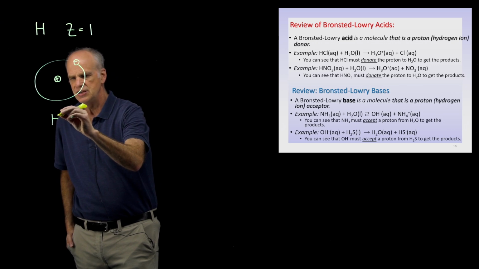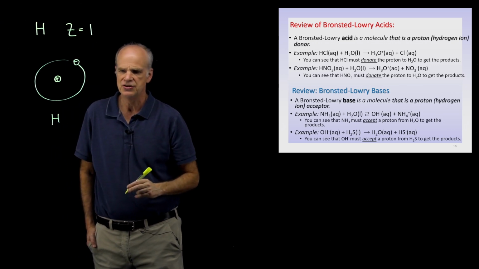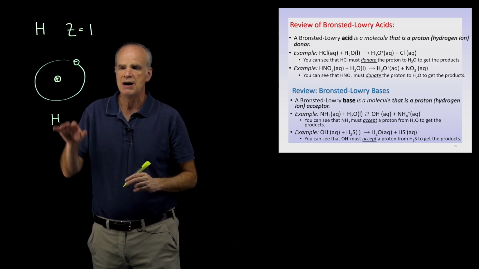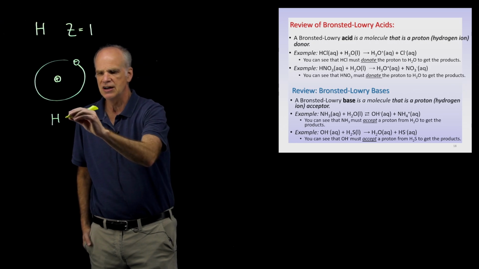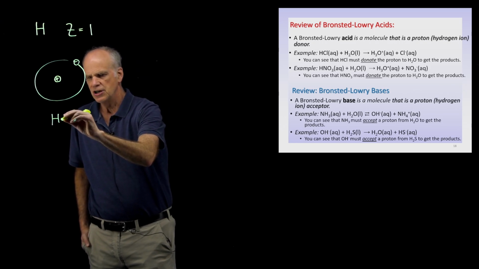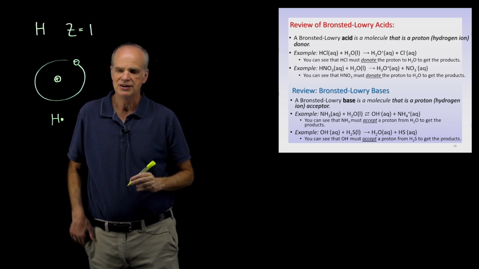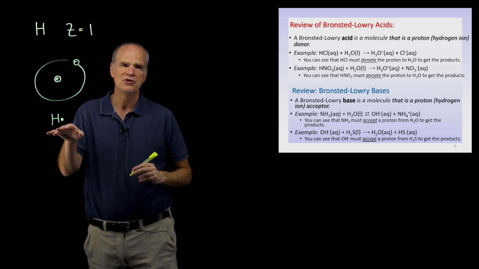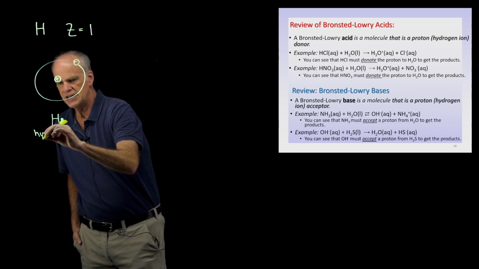Now, another way we can represent this hydrogen atom is with an electron dot symbol. We write the elemental symbol for hydrogen, and then we remind ourselves that this atom has one electron, so we put in one dot for the one electron. So this is the symbol for the hydrogen atom. Let me just write hydrogen atom.